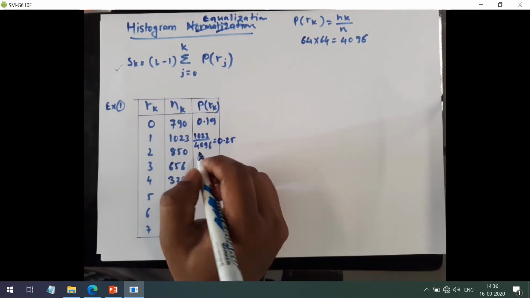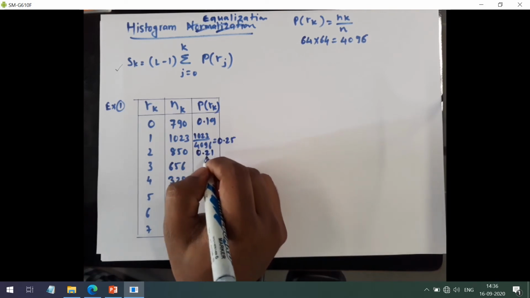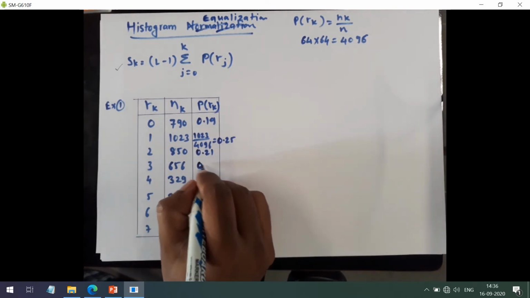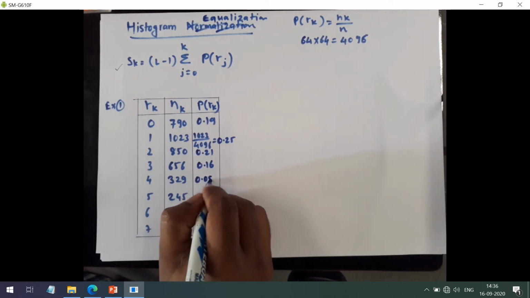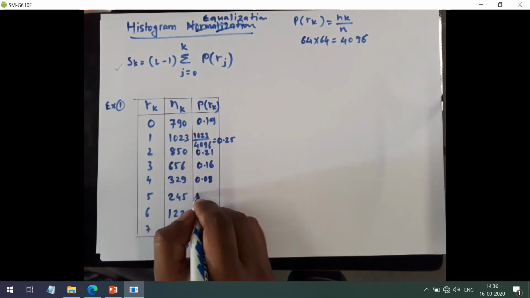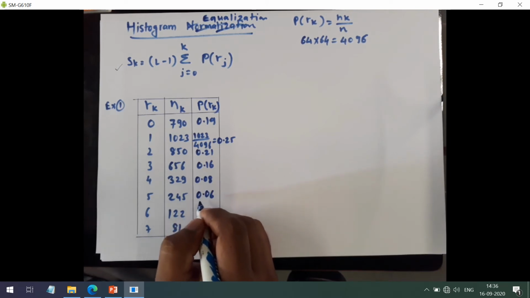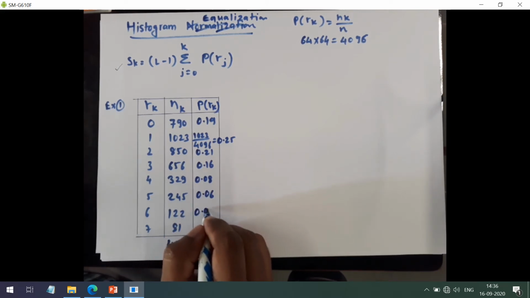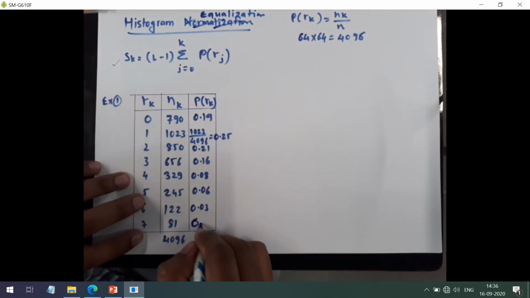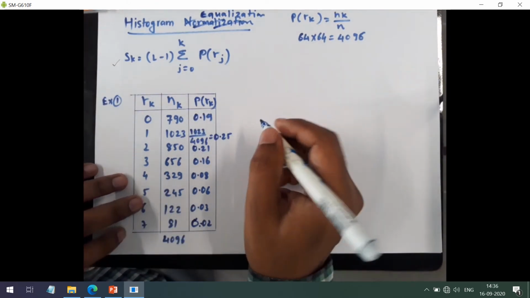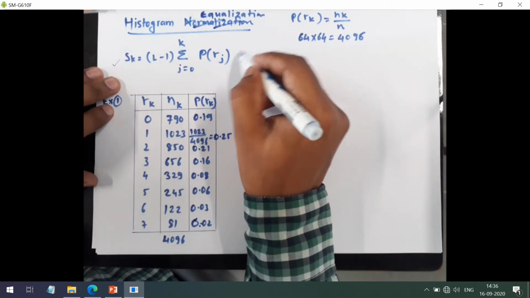So the values are 0.21, then 0.16, then 0.08, 0.06, 0.03 and 0.02. Now we apply the transformation function.